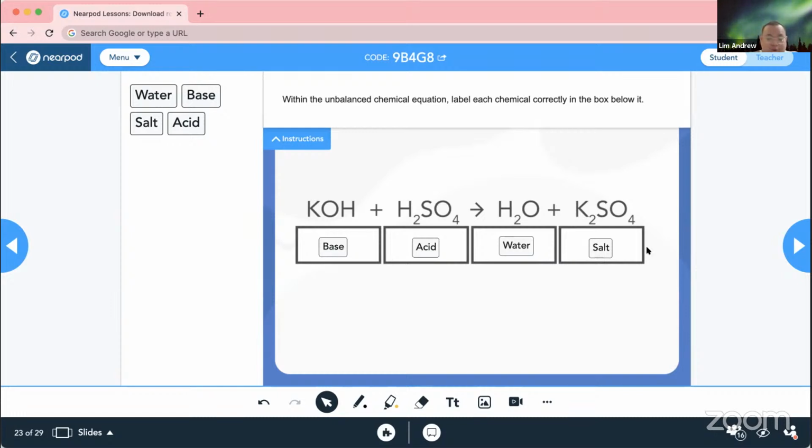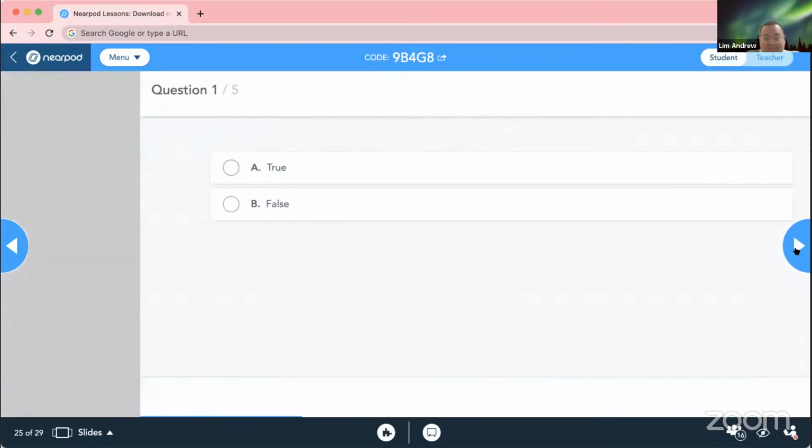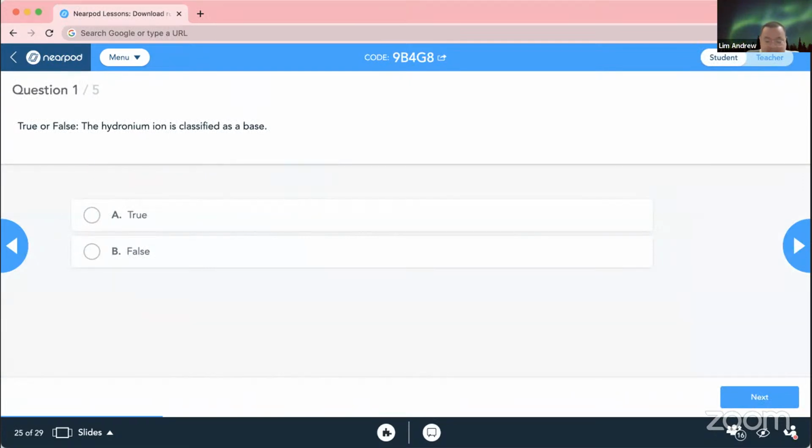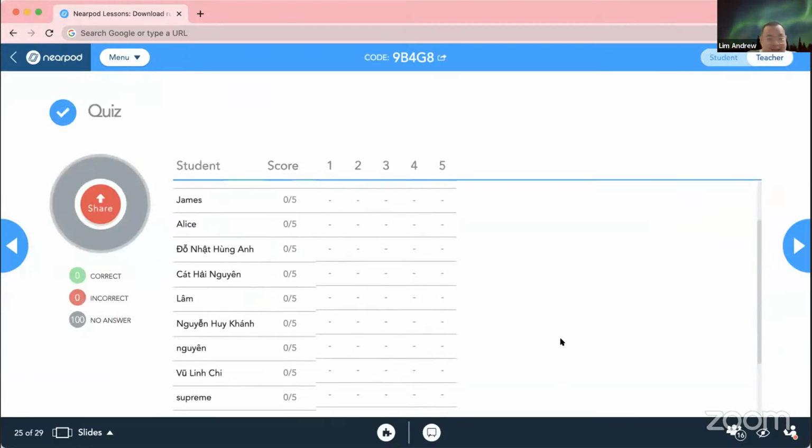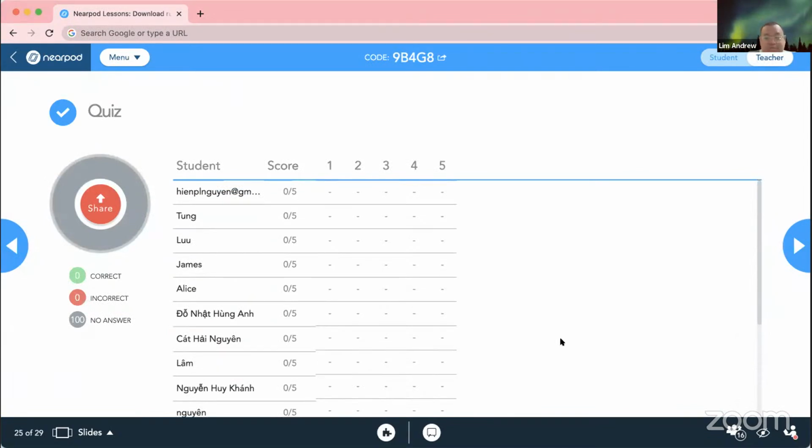I hope you know the equation now, because I'm going to give everyone a short quiz. All right. Now, in your Nearpod, there is a short quiz of 5 questions. Answer them, and let's see how much you know. All right.